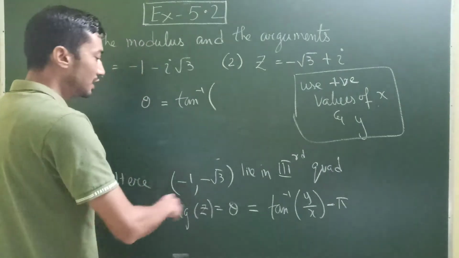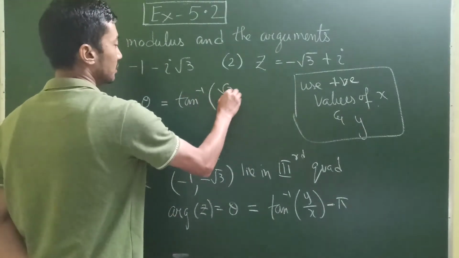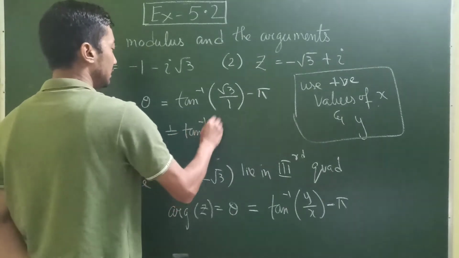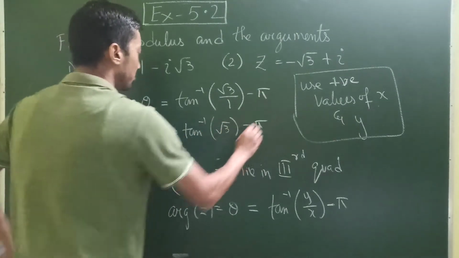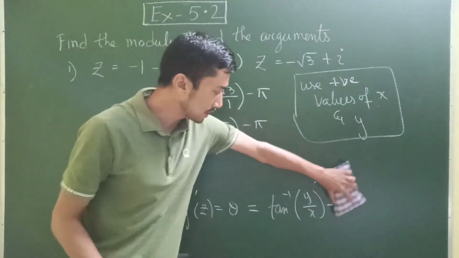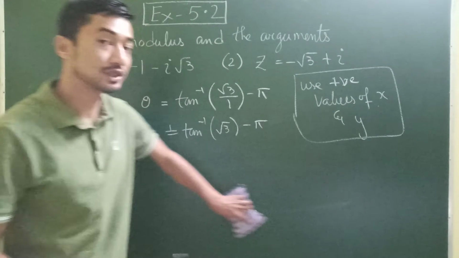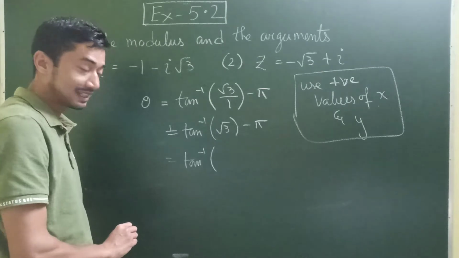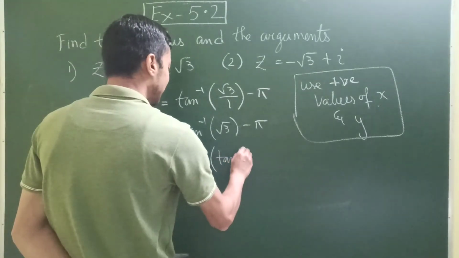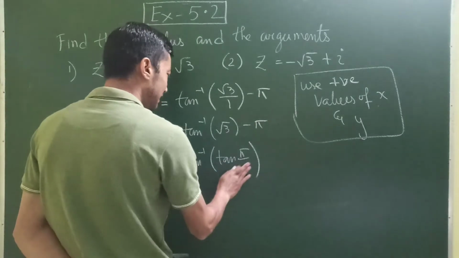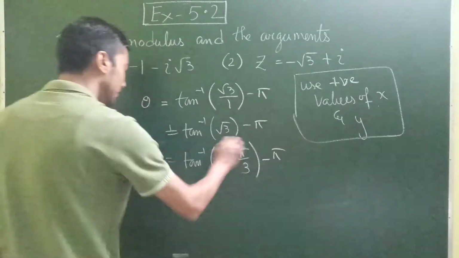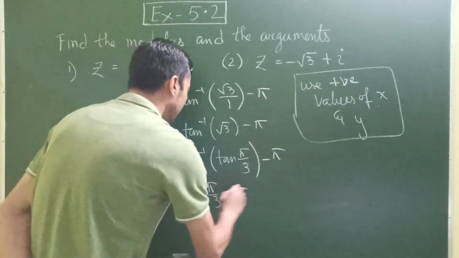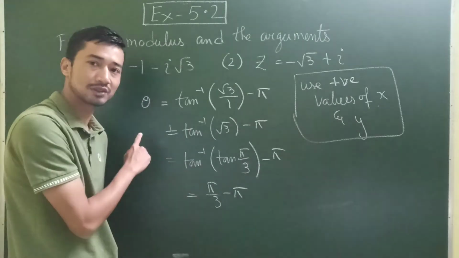Alright, so tan inverse, y value is root of 3, x value is 1, minus pi. So that will give us tan inverse root 3 minus pi. Now, root 3 corresponds to which trigonometric ratio of which specific angle of tan? Root 3 is tan of 60 degrees. So tan inverse tan will be 60 degrees, that's pi by 3, minus pi. Now this inverse trigonometry function I also discussed in the last video.